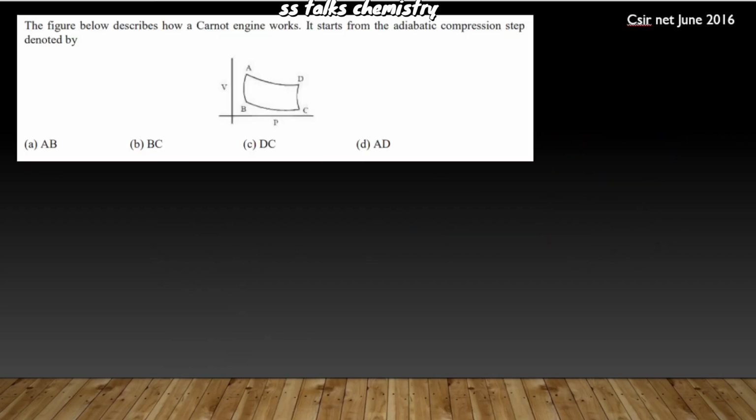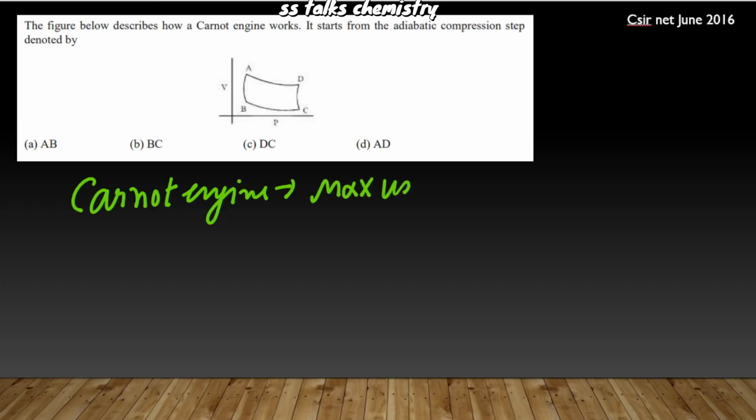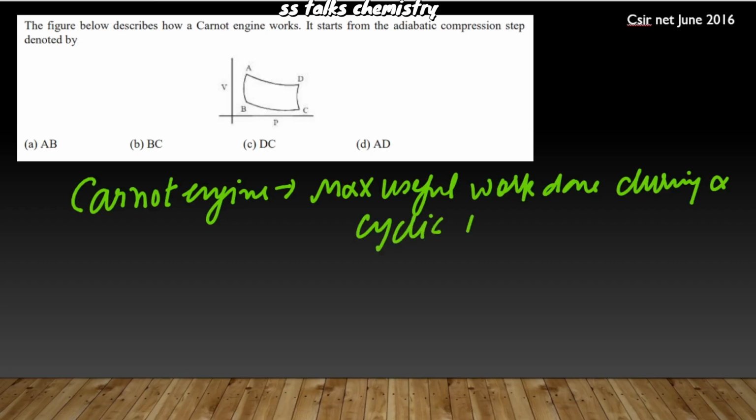Moving on to the next one. This question now. The figure describes how the Carnot engine works. So the Carnot engine tells us about the maximum amount of useful work done during a cyclic process. And this process is reversible, so we can say it is a reversible cyclic process.